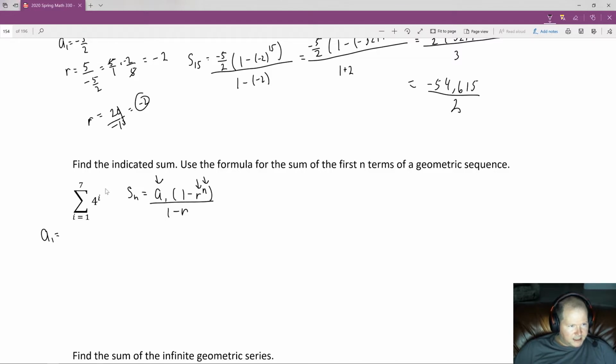Well, in this case, it's going to be 4 to the i, where i is equal to 1. So it's simply going to be a 4. So I just plugged it in right there. I plugged a 1 in where the i is.